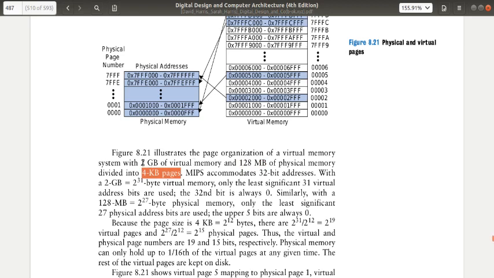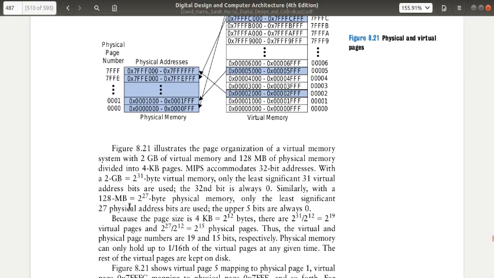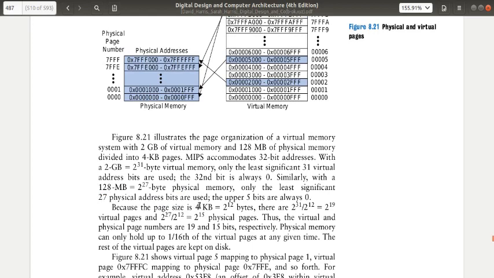We need 2 GB of memory. It means the virtual address will be 31 bits. It will be a 31-bit virtual address, and this 128 MB physical memory means it will be a 27-bit physical address, right? So 31-bit virtual address and 27 physical address bits. And the pages are 4 KB, that means 2 to the power of 12 bytes.